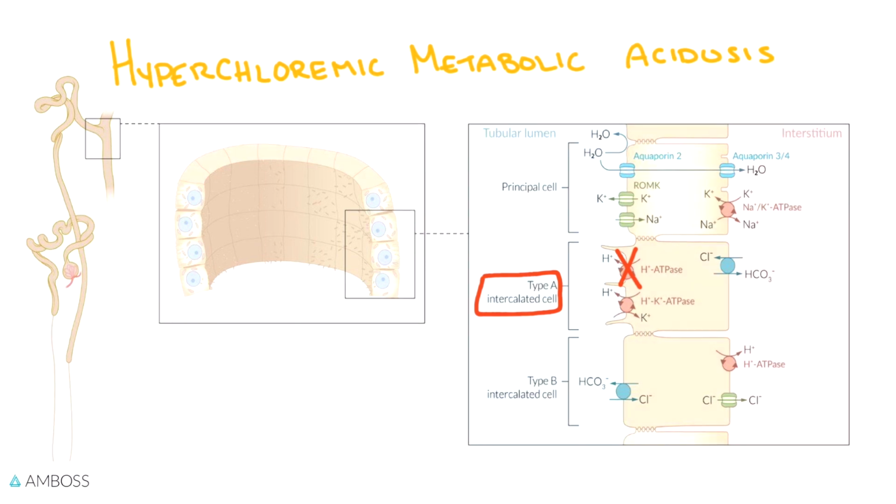Distal RTA is also characterized by hypokalemia. There are many theoretical explanations, but the most sensible one is a failure of the hydrogen-potassium ATPase, leading to a loss of potassium.